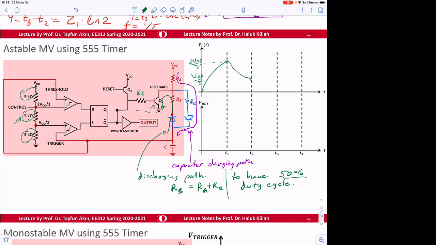By adjusting the R, RA, RB, and RC, you can set this time, and then this time. 1/4 of this is going to be the frequency of the signal. So if you don't want to make the duty cycle like this, there are other things that you can do.